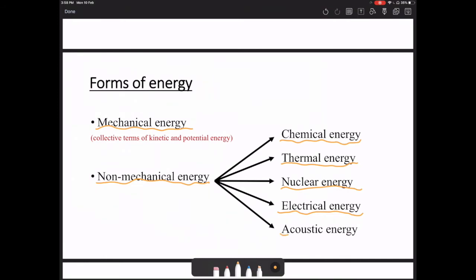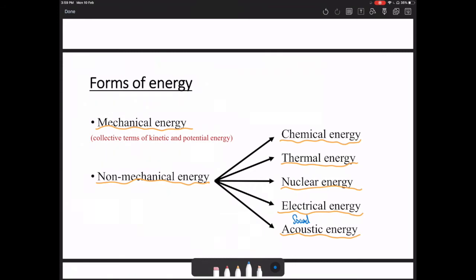The last one, acoustic energy. Acoustic energy is actually sound energy. Sound energy is the energy that we can hear. It is a type of kinetic energy that is made from the vibration of matter.